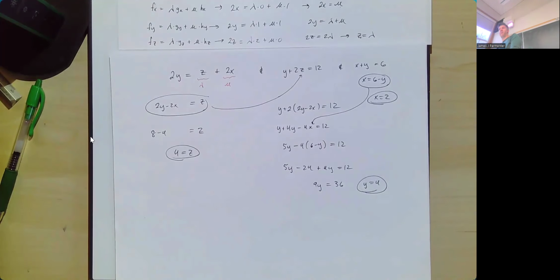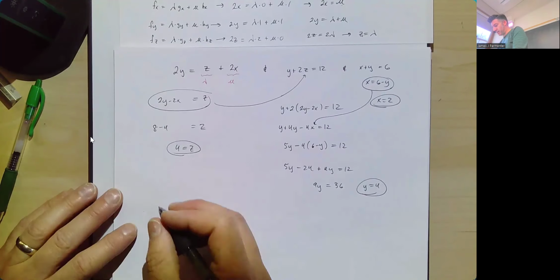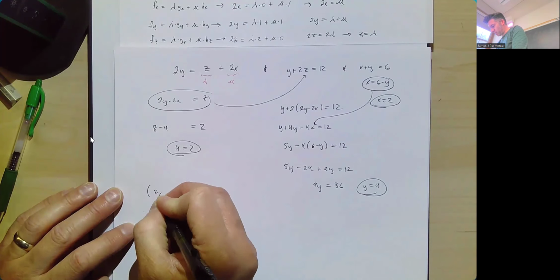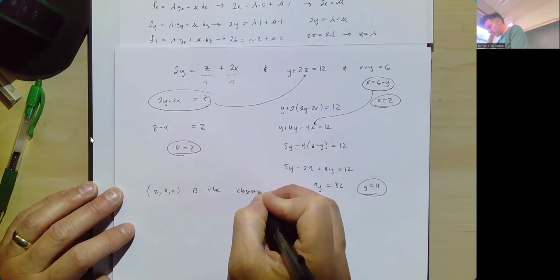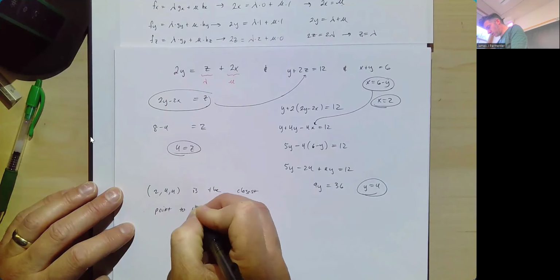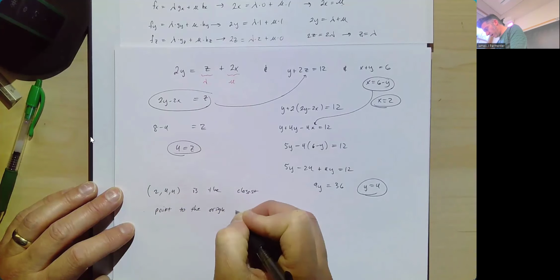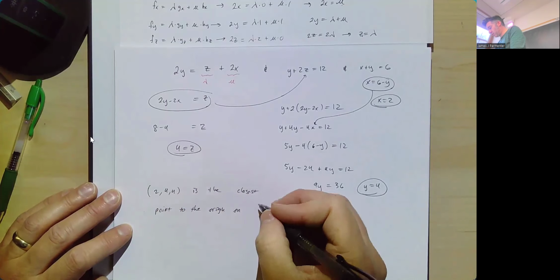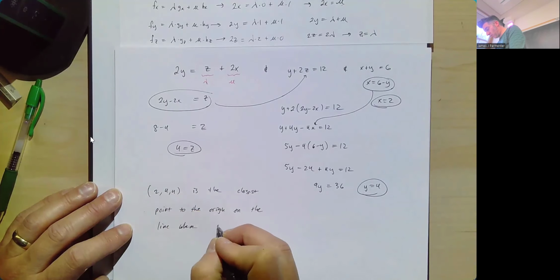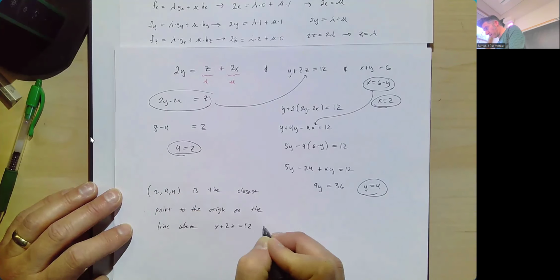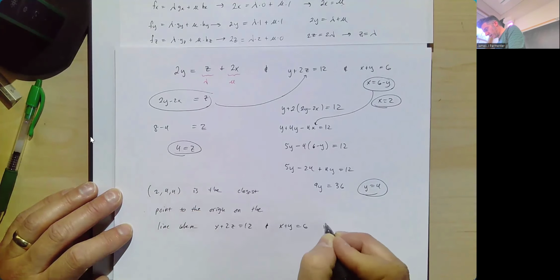Is that the way someone else would have done it? Probably not. You could probably have 3 other people do this problem totally different ways, or at least solve this in a totally different direction and still get to the same point. So what that means for us is that the point 2, 4, 4 is the closest point to the origin on the line that's the intersection of the two planes, y plus 2z equal to 12 and x plus y equal to 6.